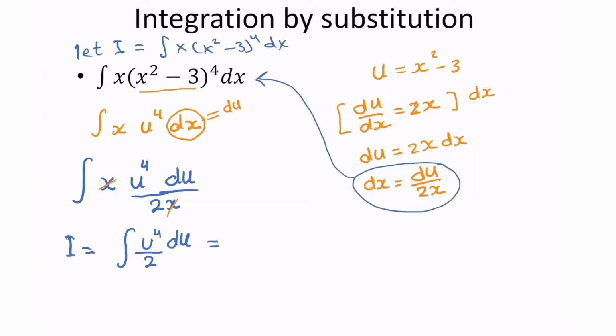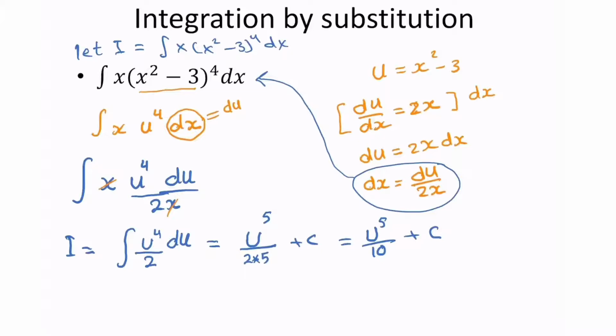What's the integration of u to the power 4? We add 1 to the power and divide by the new power. So this is going to be u to the power 5 over 10, because 2 times 5 is 10, plus c. Now I finished, and as you can see, it's straightforward and simple. That's how powerful the substitution method is. It changes a very complicated question into a very easy one.